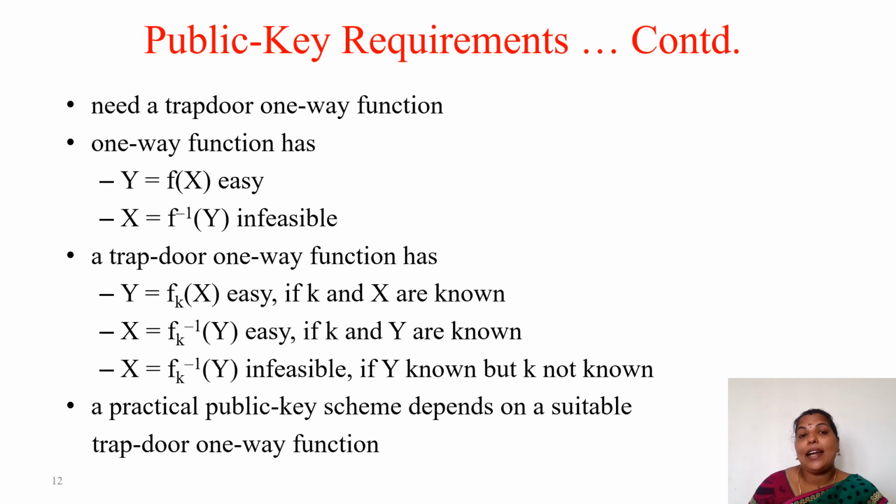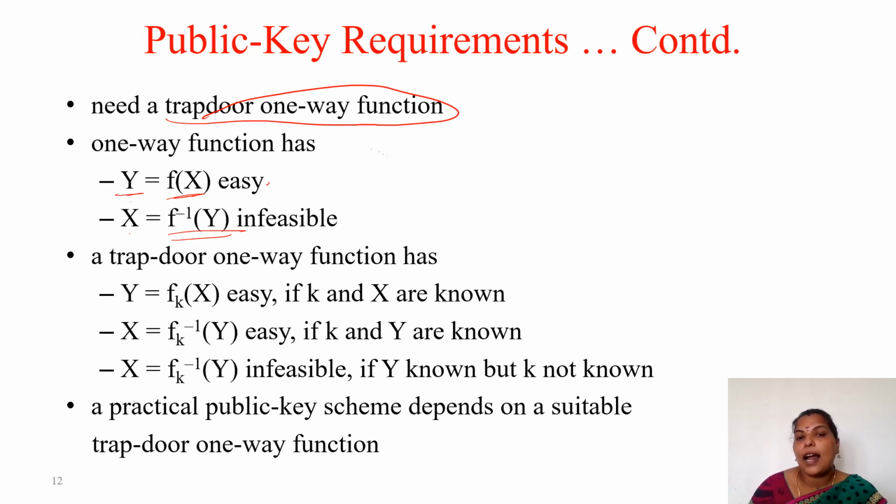Next, we need a trapdoor one-way function. First, we have to know what a one-way function is. That is y equals f of x, and it is easy to find. Generally, if you apply a value, that is, ciphertext equals encryption of plaintext, it is easy. But if you want to extract the plaintext without knowing the key, it is not feasible. That is, f inverse of y is infeasible. So this is a one-way function. One way it is easy, the other way it is difficult. That is why it is called a one-way function.